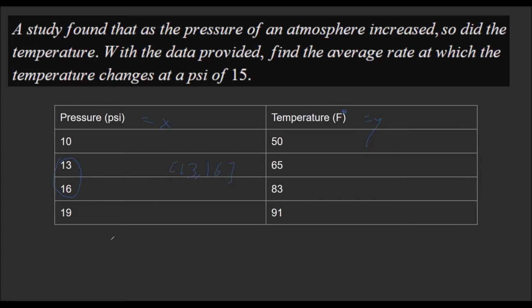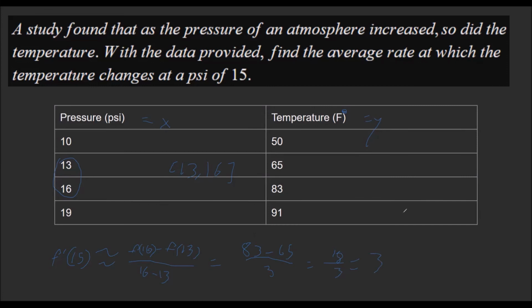So we'll model that as f prime of 15. And we can say that that's approximately equal to the average rate of change, f of 16 minus f of 13 over 16 minus 13. And this is, of course, equal to 83 minus 65 over 3, which is equal to 18 over 3, which is equal to 3.